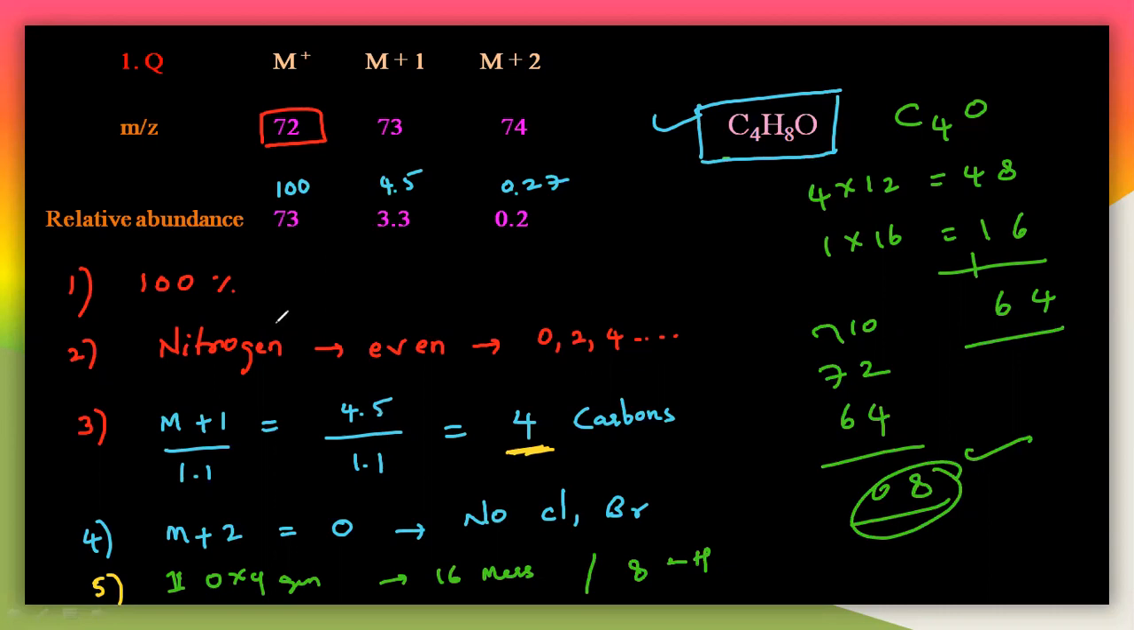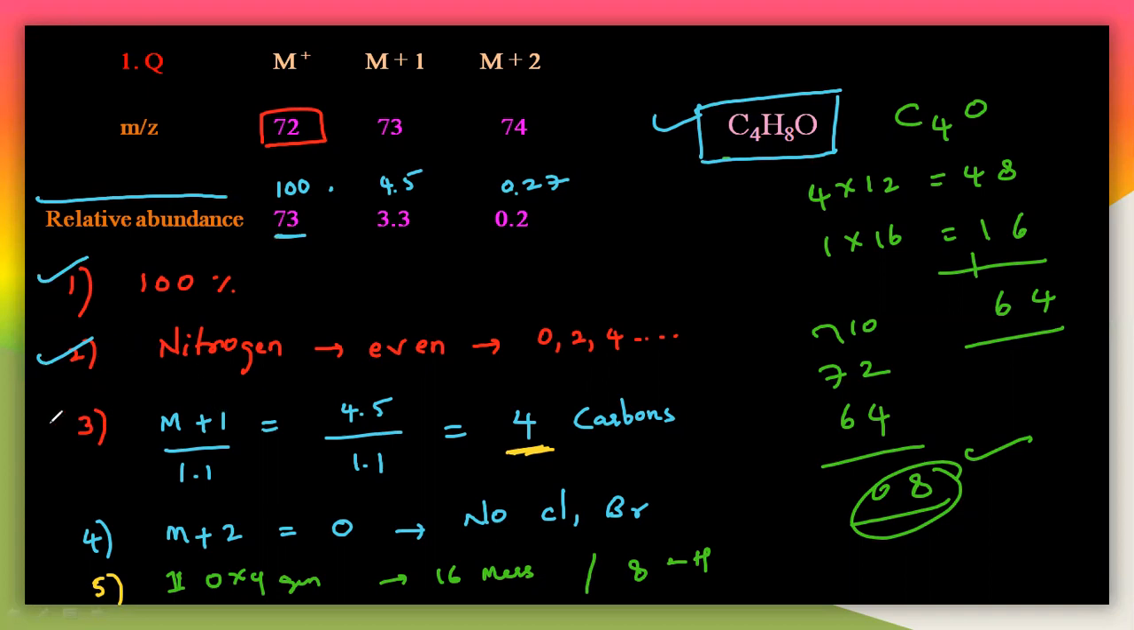So once again I'm telling you, in the first step you have to make the relative abundance 100%. Relative abundance, check whether it is 100 here or not. If it is 100, okay, nothing to do. If not, you have to make it 100. After making it 100, apply the nitrogen rule. So if nitrogen is even, it is 0, 2, 4, 6 like that. If it is odd, then it is 1, 3, 5 like that.